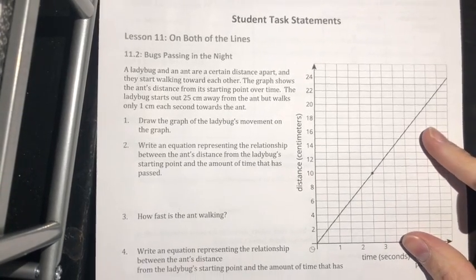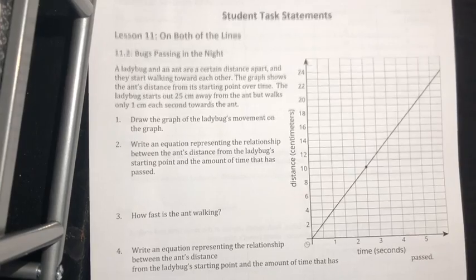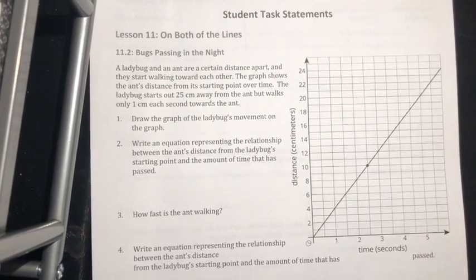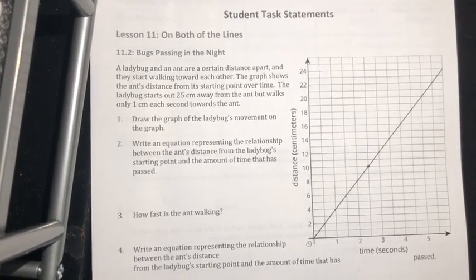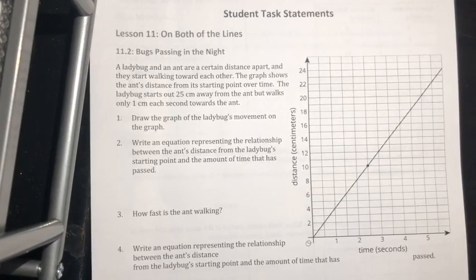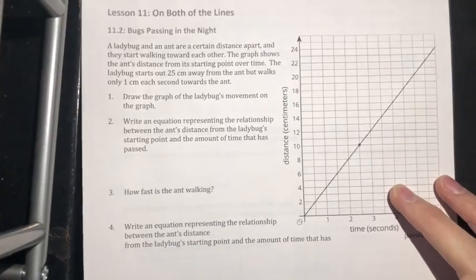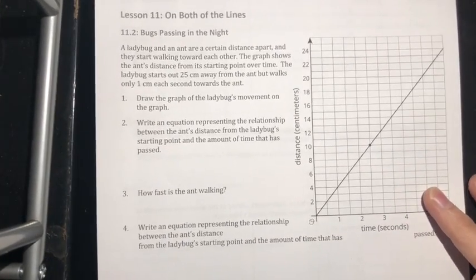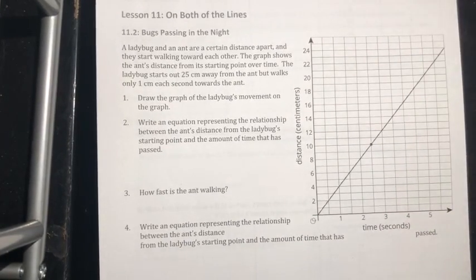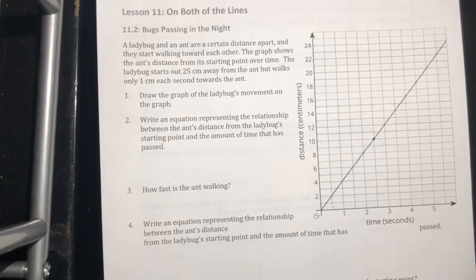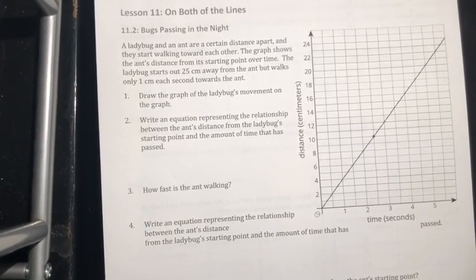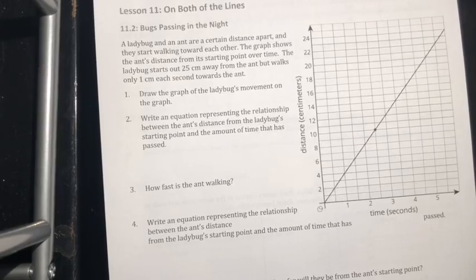So, we are going to keep talking about systems of equations, hopefully getting a little bit more towards the behavior of graphs, but really focusing on tables and real-world applications and what is actually happening when two lines intersect. So we're going to talk about two bugs passing in the night, a ladybug and an ant. And I'm going to keep on with my color coding just to help you understand there are two totally separate things going on here.